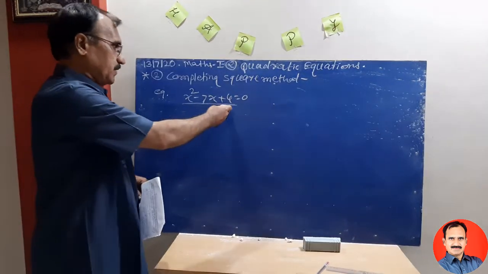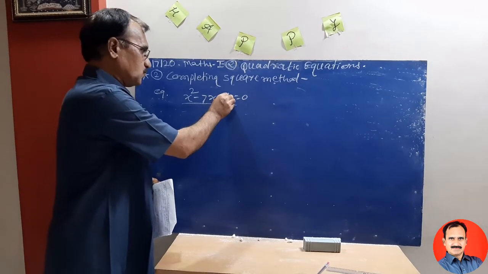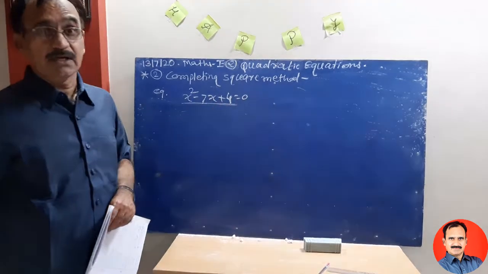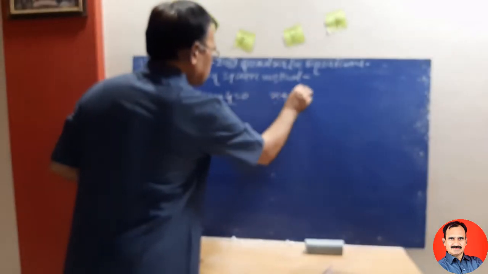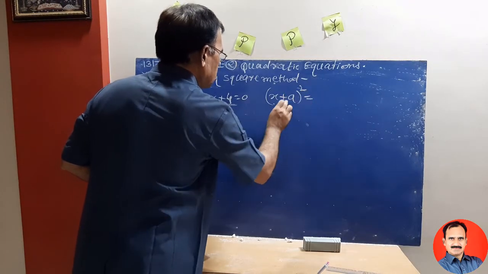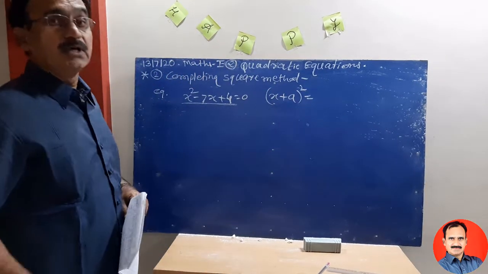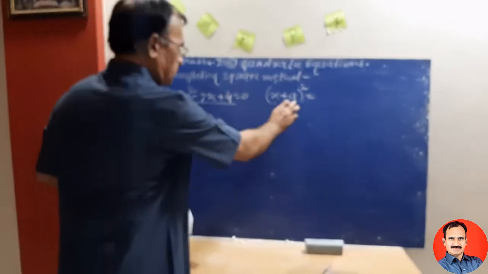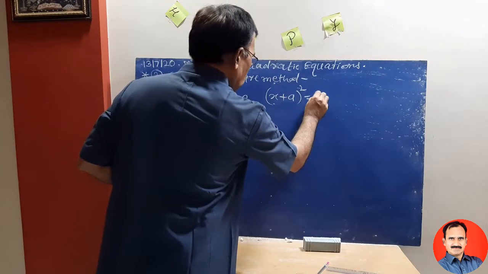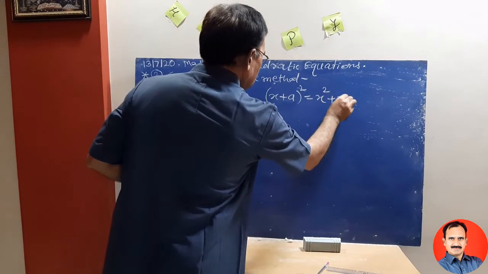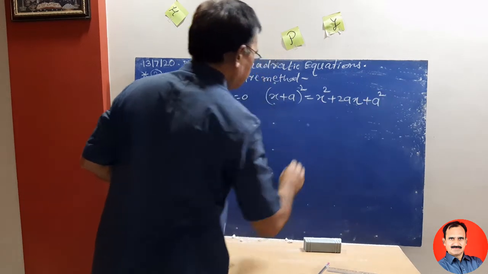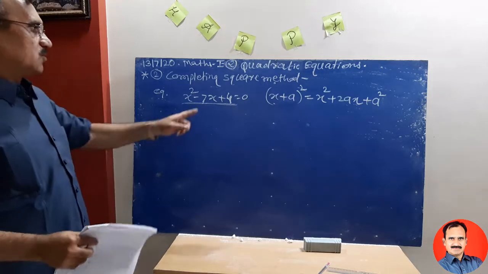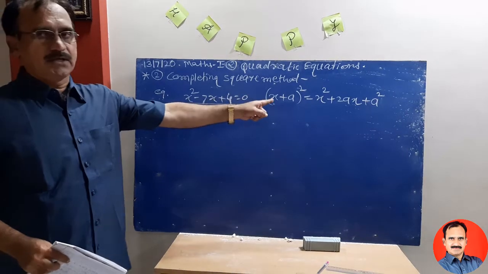This is not a complete square. First we convert the LHS of this equation into a complete square by some changes. You know the expansion formula, x plus a bracket square, which you learned from 6th standard. x plus a bracket square is equal to x square plus 2ax plus a square. Here we convert this equation into such a type.